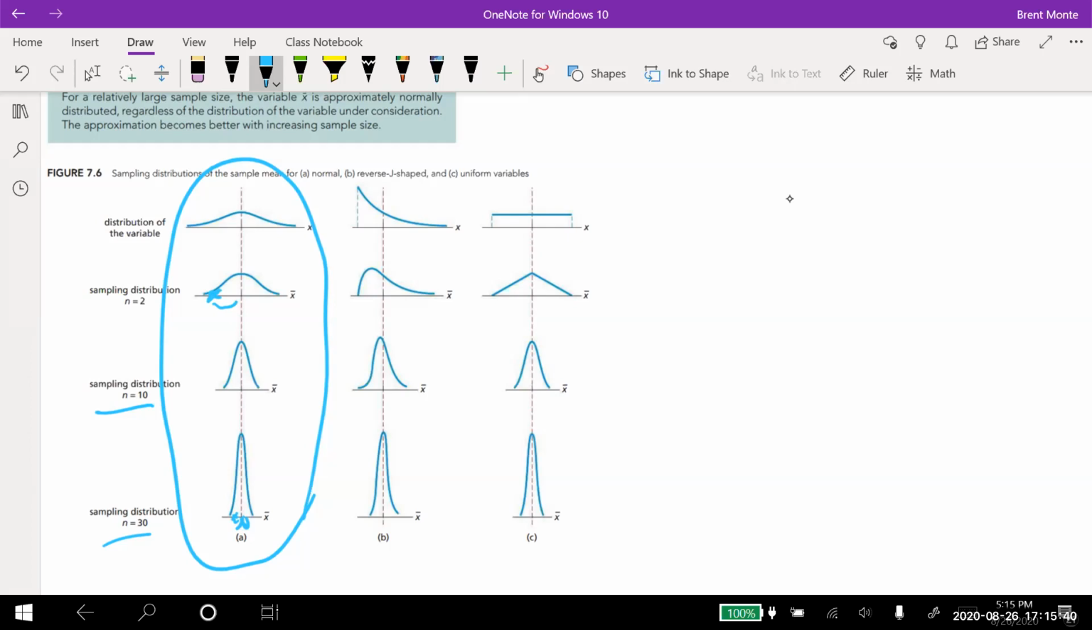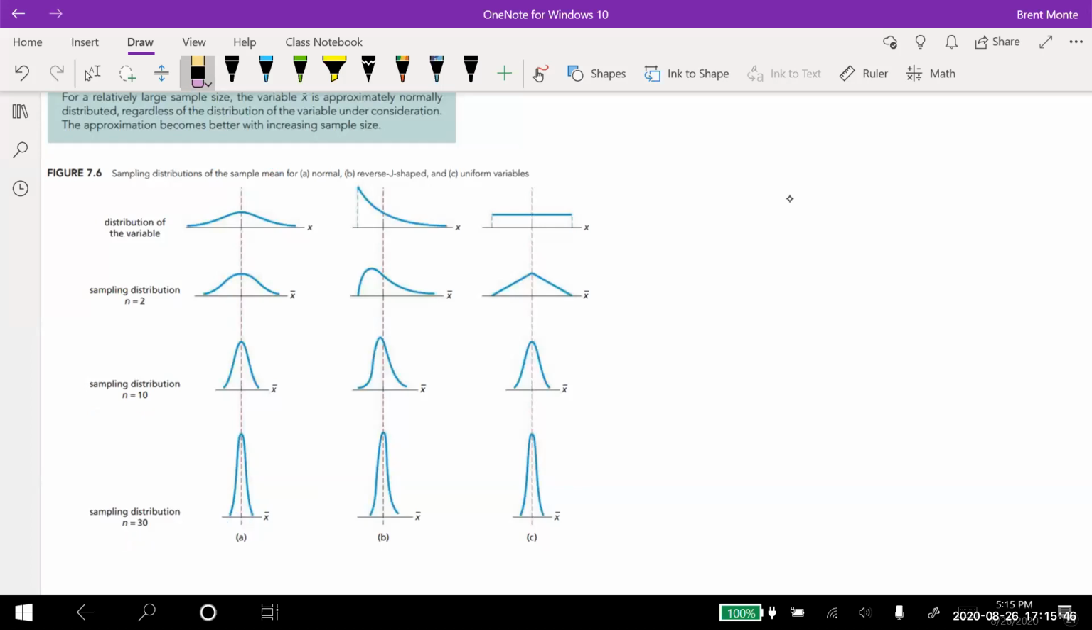So that's the idea there when we're talking about the sampling distribution. Mu doesn't change. Mu sub X bar is the same as mu. Sigma sub X bar gets smaller when n gets bigger. But that's not the power of this. The big power of this is what we see next.